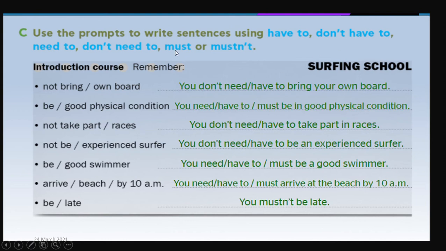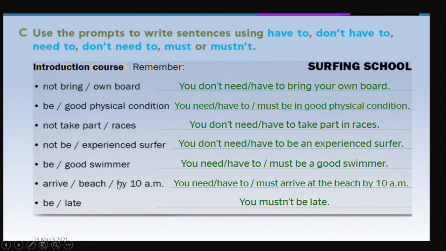Okay, here we have not bring your own board. You don't need or you don't have, choose one of them, to bring your own board. We got the physical condition. Notice that we put the subject at the beginning, you, after that a modal, which is I can choose need, have to, or must. After that, complete my sentence. Yes, number 3. Not take part in races. You don't need or don't have to take part in races.